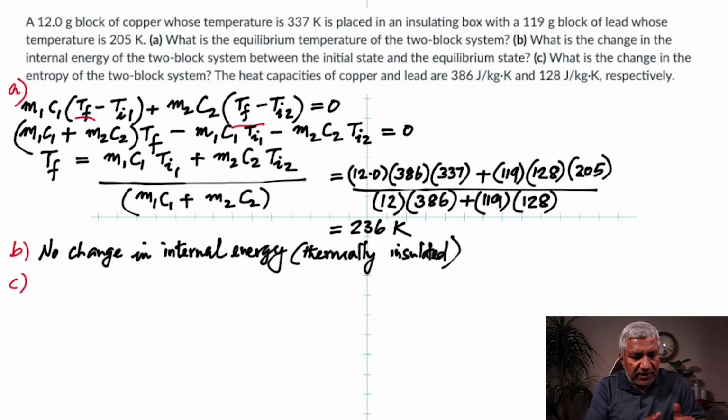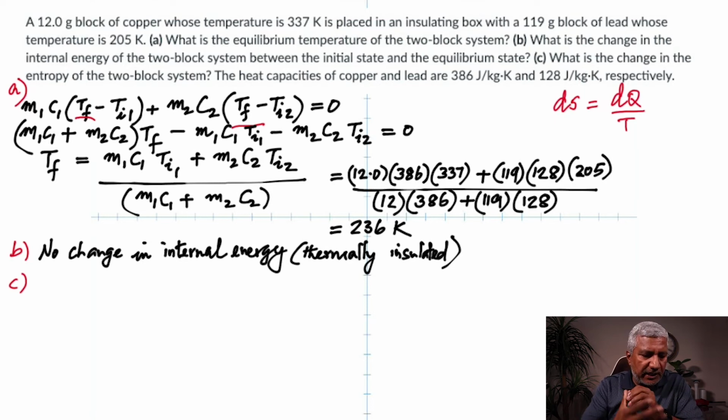So there are two or three formulas that you need to know to find the change in entropy. In this case, it's asking what's the change in entropy of the two block system. The only formula that you need to know in this particular case, because it's not a gas, is change in entropy, dS or delta S, is dQ by T. That is the formula you're going to use. That's a basic formula. Now see how we are going to apply it in this case. You've got to find the change in entropy of each one individually.